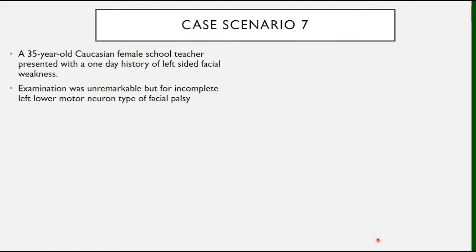So, Jamila. An Asian female school teacher presented with a long history of left-sided facial weakness. Examination was unremarkable, but for an incomplete left lower motor neuron type of facial palsy. So what do you think? She's young. Bell's palsy. Okay. So how do you manage this patient?